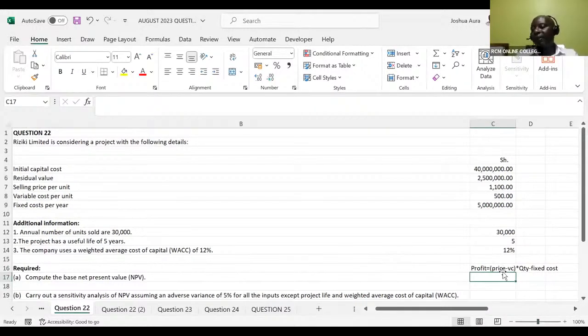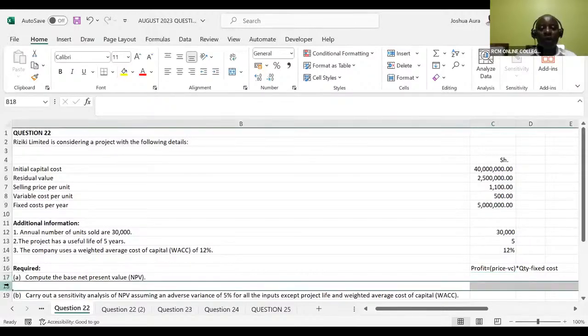Whenever you see price and variable cost, like now we have a selling price of 1,100, a variable cost of 500, and a quantity sold of 30,000. When you subtract this from this, it gives us the contribution margin. I then multiply this by quantity to get total contribution, and then I subtract fixed cost to get profit. So this is a fairly straightforward question.